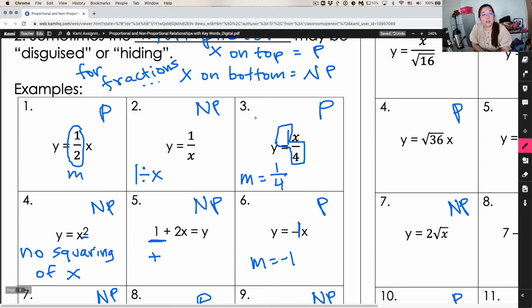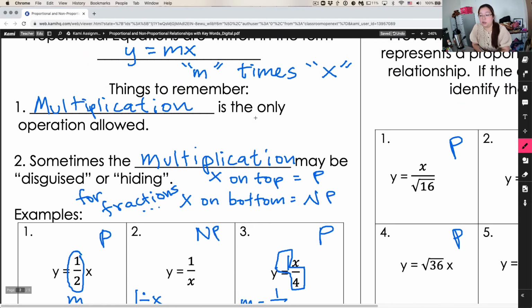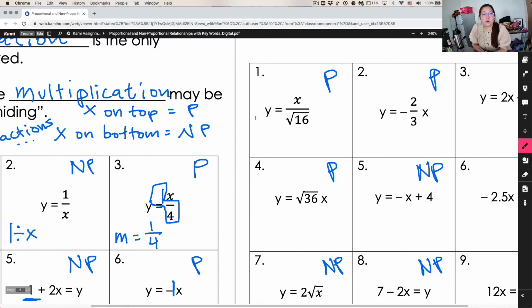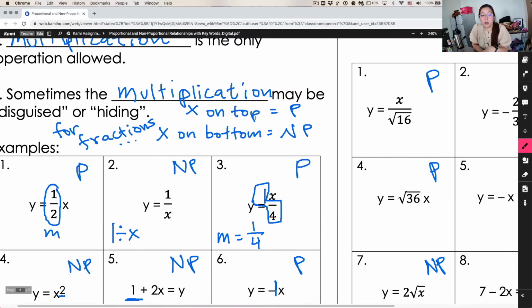So the equations part is the most complicated, trying to figure out if it's proportional or non-proportional. But those are some rules that will help. Multiplication only, no squaring, no square roots, no adding, no subtracting. And this is 2x. You can have square roots of other numbers, that's fine.